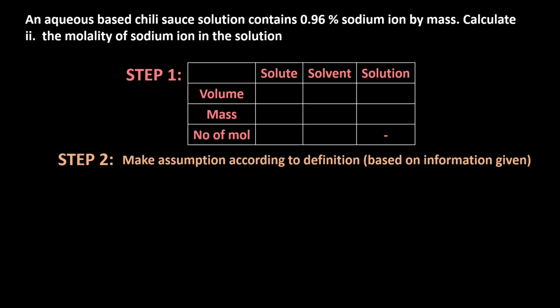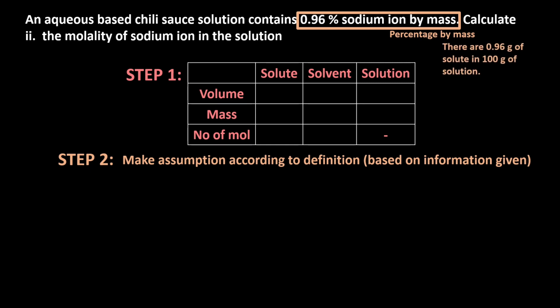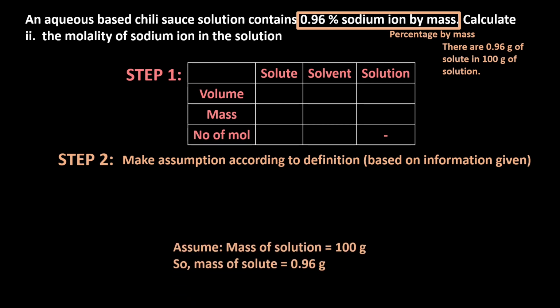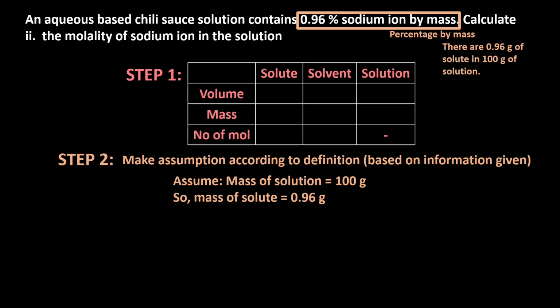In this example, the 0.96% sodium ion by mass is percentage by mass, and it means that there are 0.96 gram of sodium ion solute in 100 gram of solution. So based on this definition, we can make an assumption that the mass of solution is 100 gram, and when the mass of solution is 100 gram, the mass of solute will be 0.96 gram.